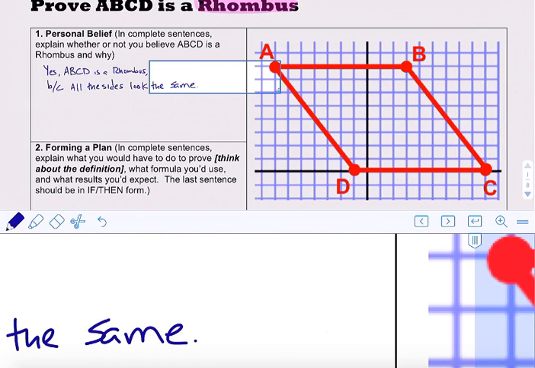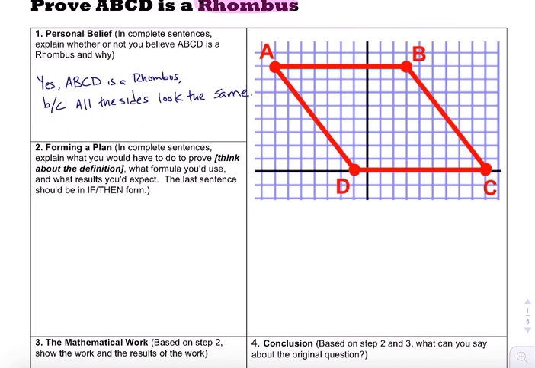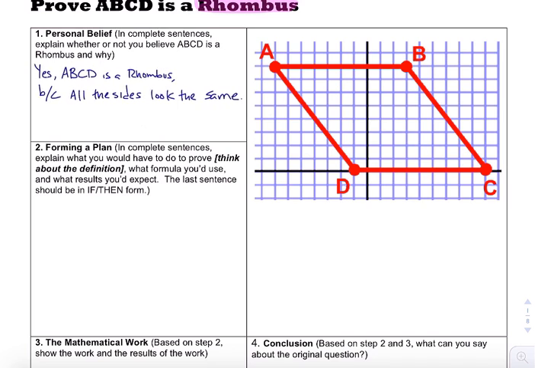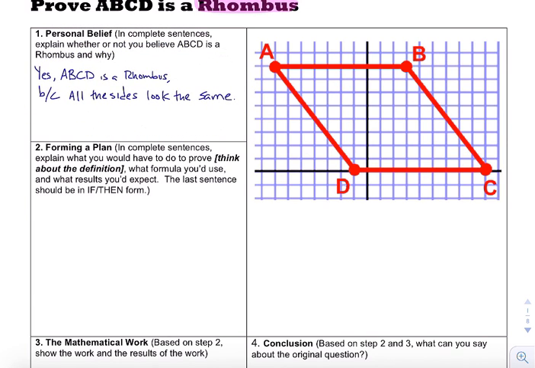Now, again, that doesn't have to be based on anything in particular. It just has to express your opinion, but that opinion should be backed up at least colloquially with a little bit of fact. And the fact of the matter is the definition of a rhombus is all the sides have to be congruent, and it does seem that way, at least to the eye.